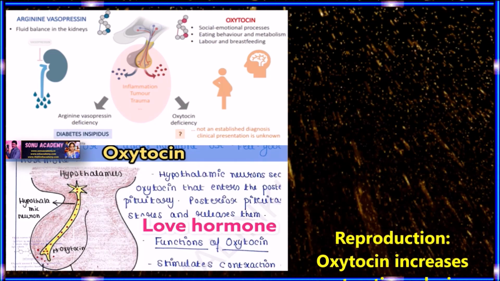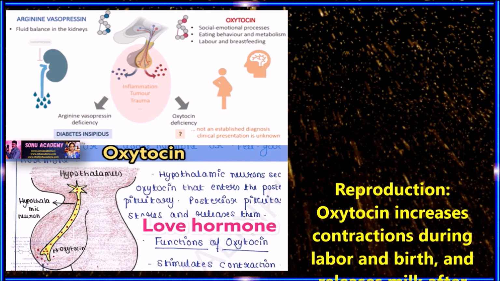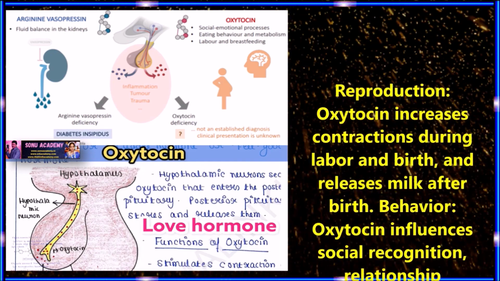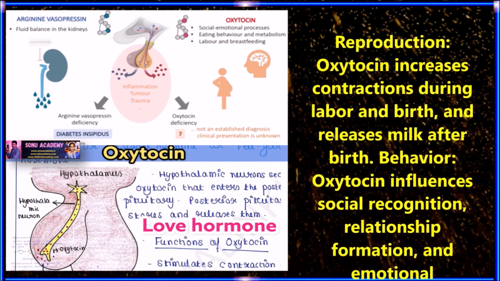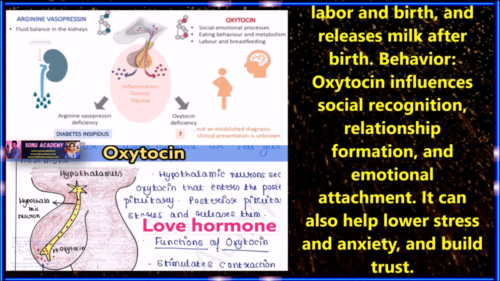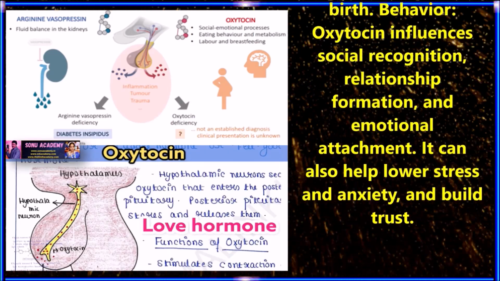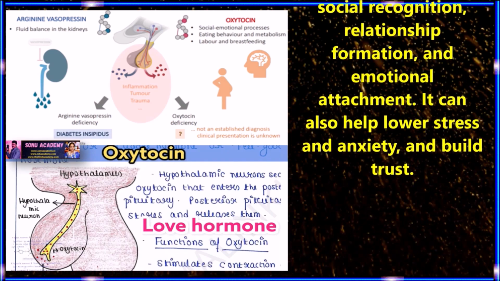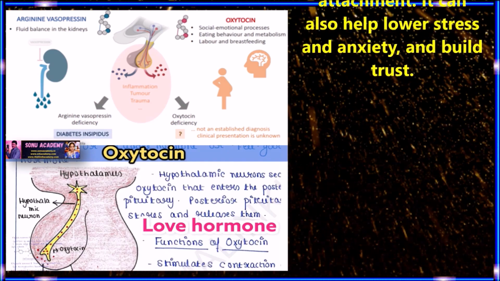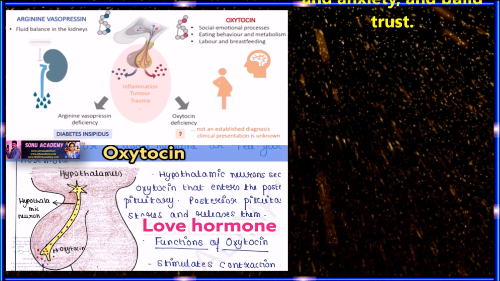And let us discuss the functions of oxytocin. The main function of oxytocin is reproduction. Oxytocin increases contractions during labor and birth and releases milk after the birth. In behavior, this hormone influences social recognition, relationship formation and love and emotional attachment. It also helps lower stress and anxiety and build trust. That is the reason it is called the love hormone.